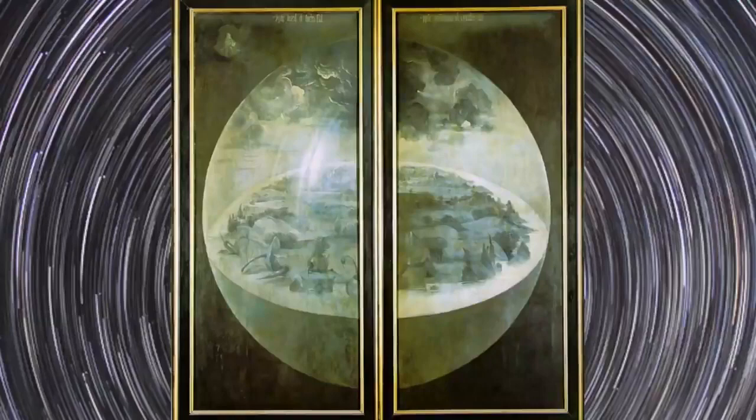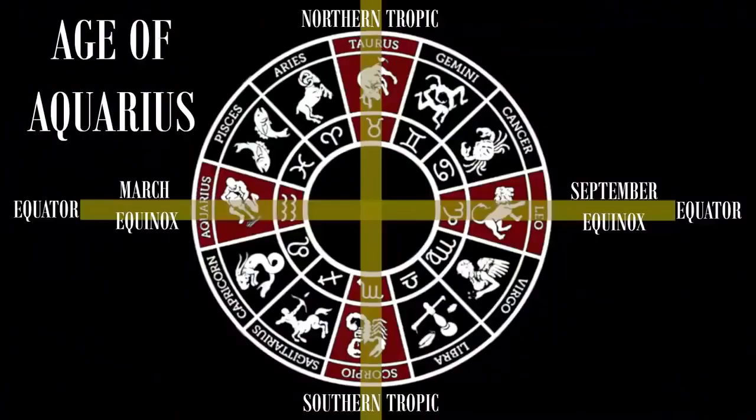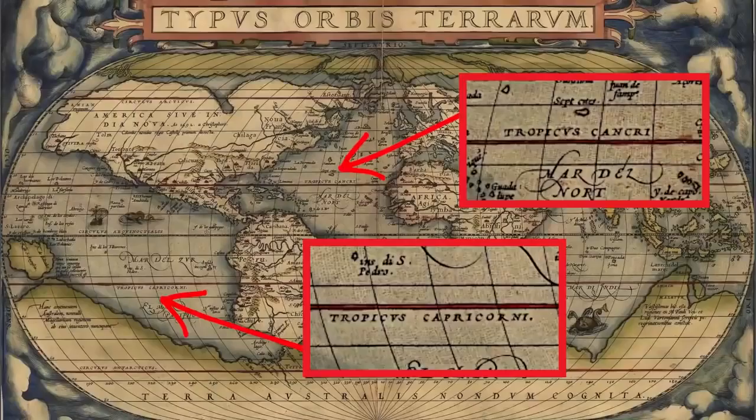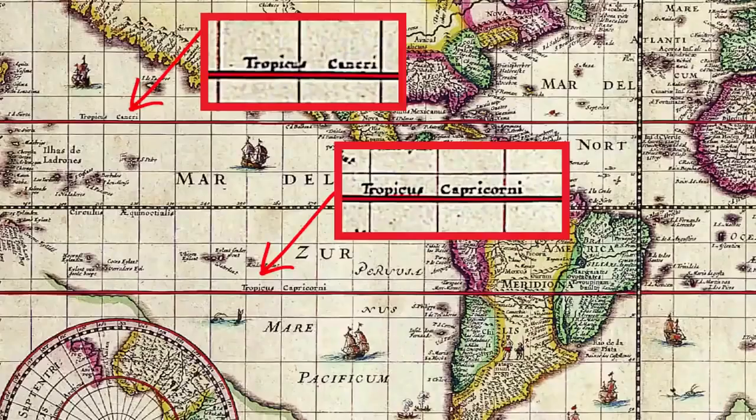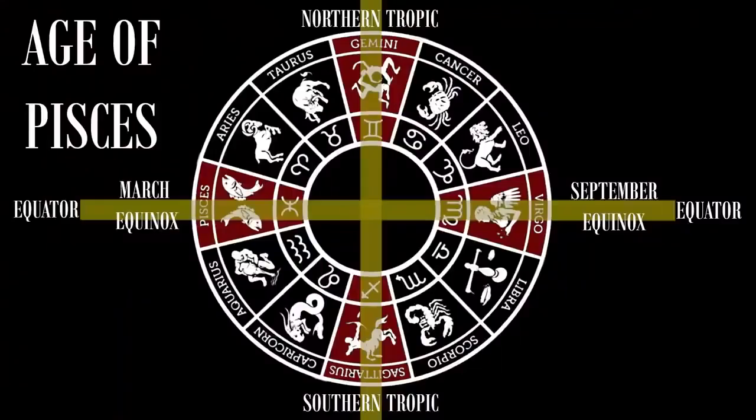If we are entering the Age of Aquarius, then that means that the Sun has not been in the constellation of Cancer or Capricorn during the solstice for over 2,000 years, when our realm was in the Age of Aries. All the old and current cartographic maps, and even Google Earth, represent these circles of latitude as the Tropic of Cancer and Capricorn. There are no maps that present the tropic lines correctly, as they should be, in the Age of Pisces, our current age.